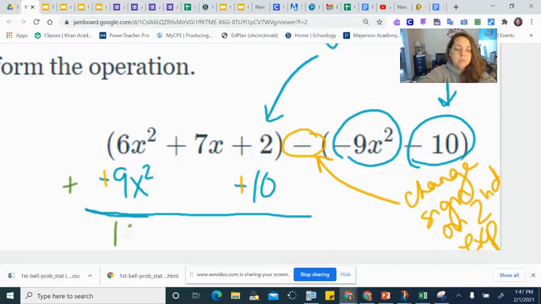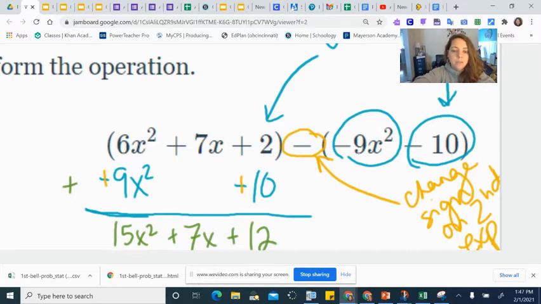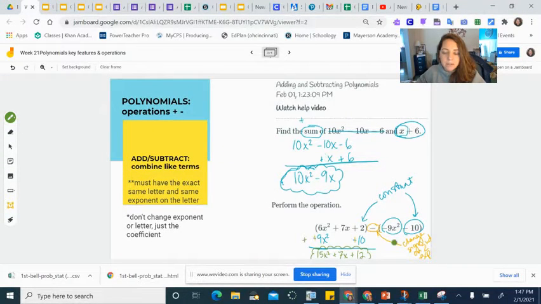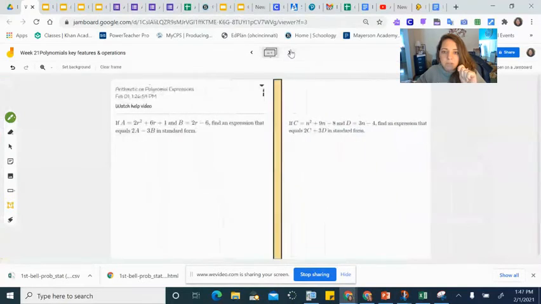So 6 plus 9 is 15x squared. 7x plus nothing underneath it is still 7x. And 2 plus 10 is 12. That would be my answer. Okay, so adding and subtracting. If you're adding, line them up, add them together. If you're subtracting, line them up, change the signs, add them together. Change the signs to make your life easier.